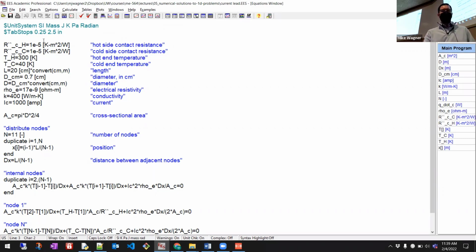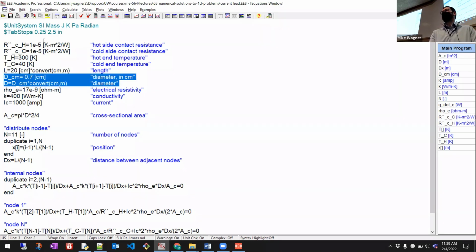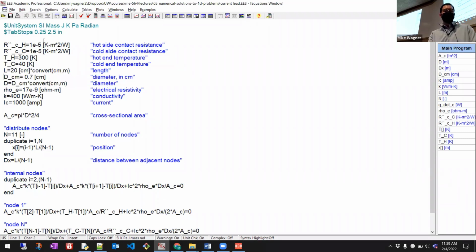Okay, so now we're entering information. This is just all the stuff that was given in the problem. Contact resistance, temperatures, diameter. We've entered a diameter both in terms of the unit we care about, centimeters, and the SI equivalent. Just as a matter of practice, it's good to use SI units pretty much throughout your entire programs. Just makes things easier. Okay, so that's all the information. Here's our cross-sectional area. This is pi d squared over 4. So this is the cross-sectional area available for heat flow. It's the diameter of the wire, that cross-sectional area.